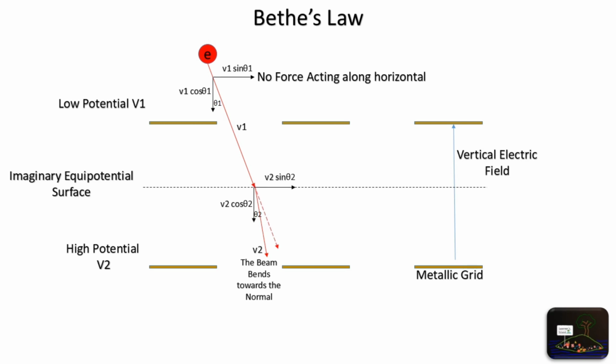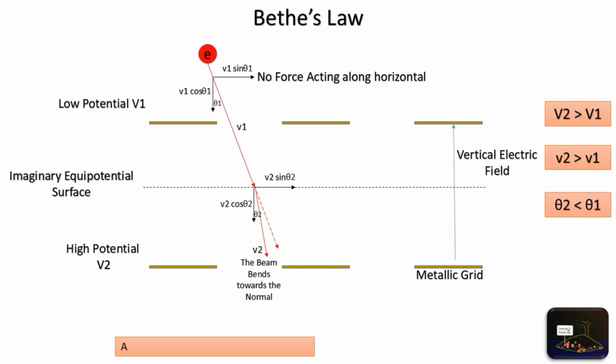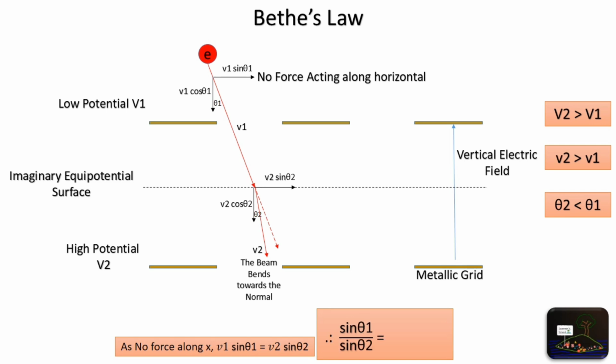Mathematically, it can be expressed using the unchanged x components of velocity. As there is no force along x, v1 sin θ1 is equal to v2 sin θ2. Thus, rearranging the similar terms on the same sides, we get sin θ1 upon sin θ2 is equal to small v2 by small v1. Further, using the relation between velocity and potential, we get sin θ1 upon sin θ2 is equal to small v2 by small v1, which equals under root capital V2 by V1.